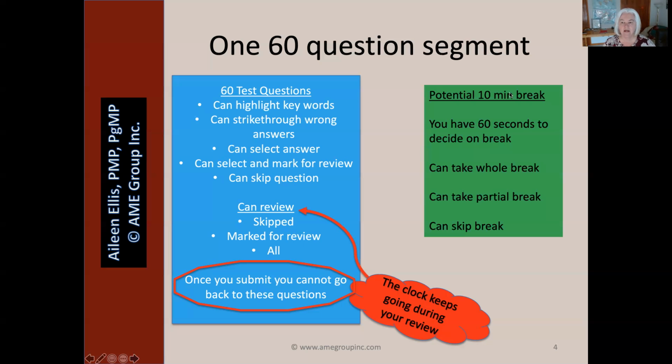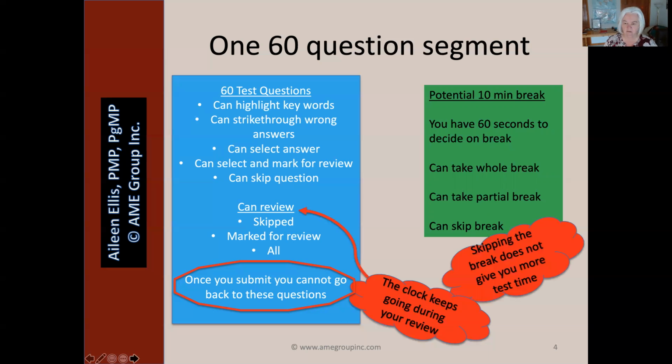Then you can take a 10-minute break if you want to. You have 60 seconds to decide on the break. You can take the whole break or a partial break, or you can skip the break. My students are saying, don't skip the break. Skipping the break does not give you more test time. So I would take the break and I would stand up and I would stretch and do what you need to do.